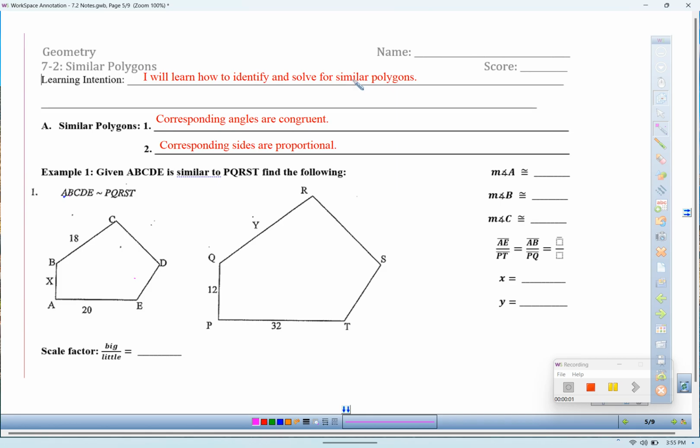Similar is basically saying polygons that are in proportion to each other. Polygons that may be different sizes but are in proportion, therefore they're similar.